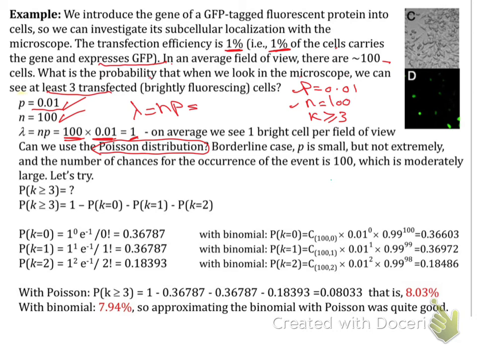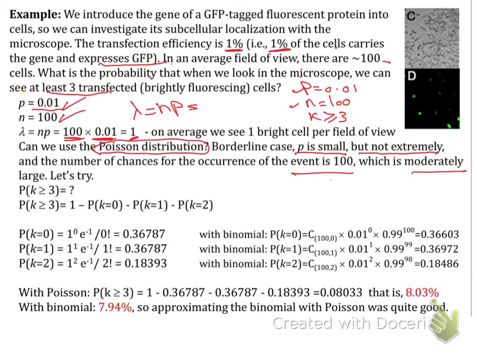So he's asking here, can we use the Poisson distribution in the borderline case, that p must be small, but it's not extremely small. It's not 0.001. It is only 0.01. Small, but not extremely small. But anyway, it is a little small, okay? And the number of chances of occurrence is 100. 100 is not small, it's large also, but it's not so large. It is moderate, medium, okay?